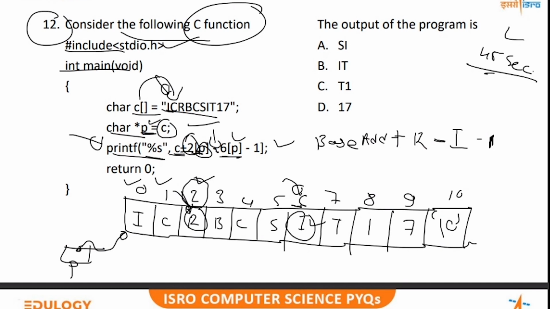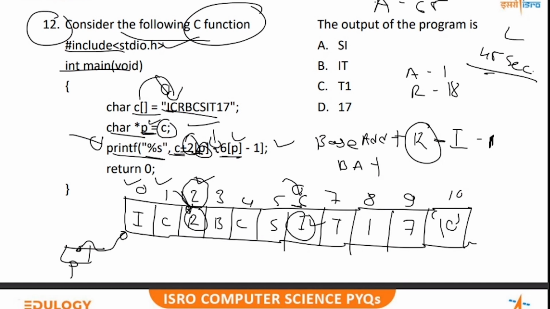Okay, this we have done. Now this is base address plus order of R. What we can say, if we are saying that A is 1, then R is 18. Simply, we can say what is the order of R? It is 18. If we talk about the ASCII code of capital A, it is 65.